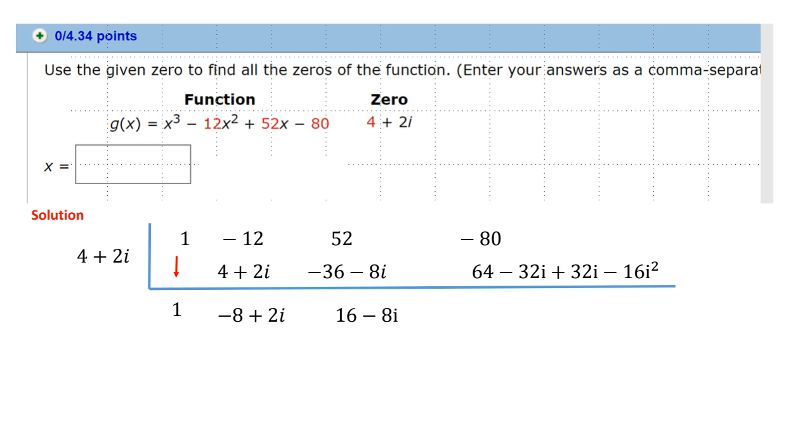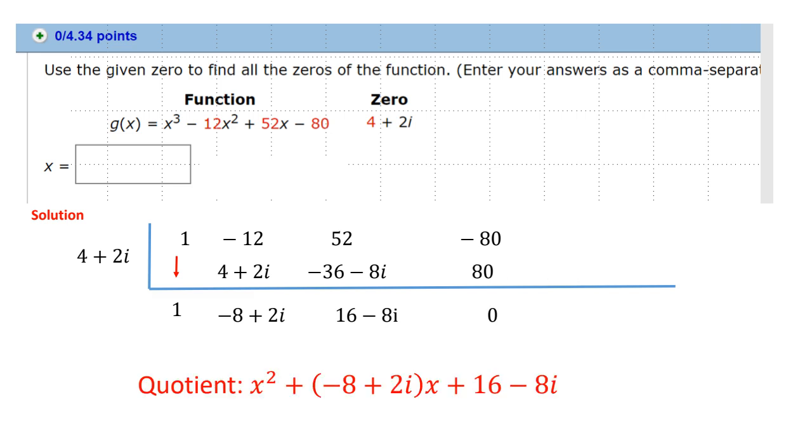Now again, I'm adding real with real, imaginary with imaginary. There was a 0 for imaginary, so 0 minus 8i is still -8i. But the real part, 52 minus 36, is 16. So let me go ahead and do the multiplication again. Combine my like terms and simplify, and I'm going to get this value, 64 plus 16, which is 80. So negative 80 plus 80 is 0.